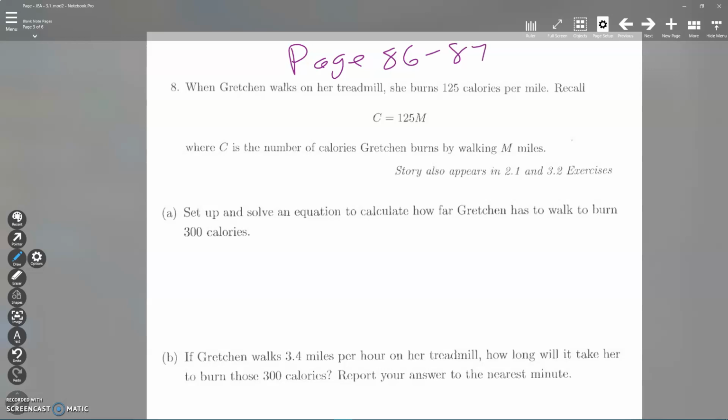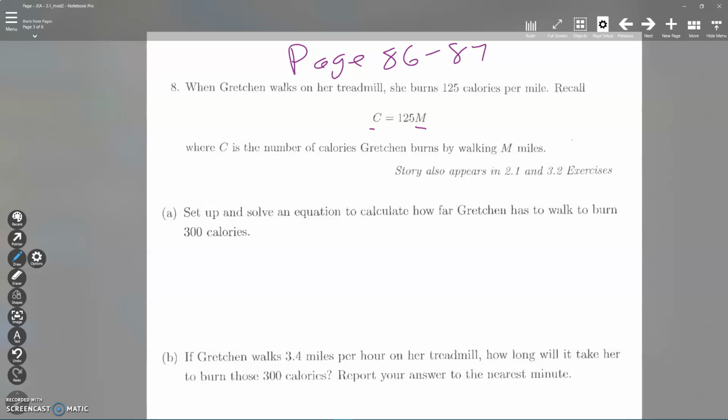Question 8 says, when Gretchen walks on her treadmill, she burns 125 calories per mile. And since we talked about this equation and this story once before in chapter 2, we found that the equation is C equals 125 times m, where C is our dependent, and that is the number of calories she burns, and m represents the number of miles that she walks on her treadmill, multiplied by the number of calories per mile, her rate of change.